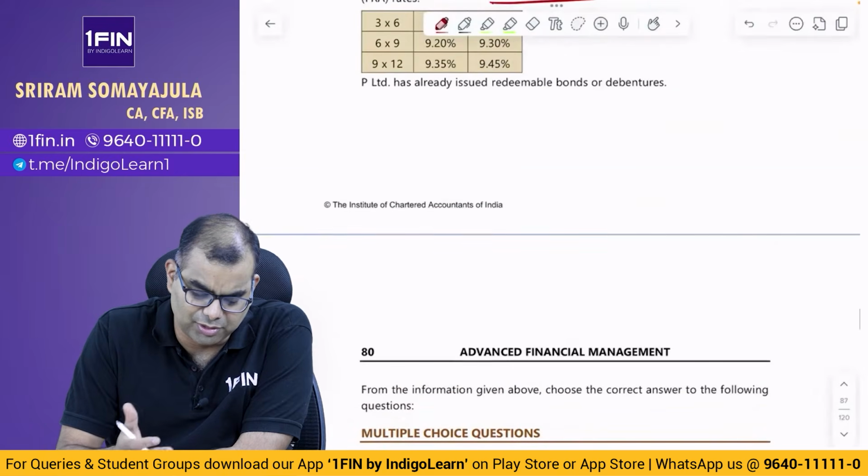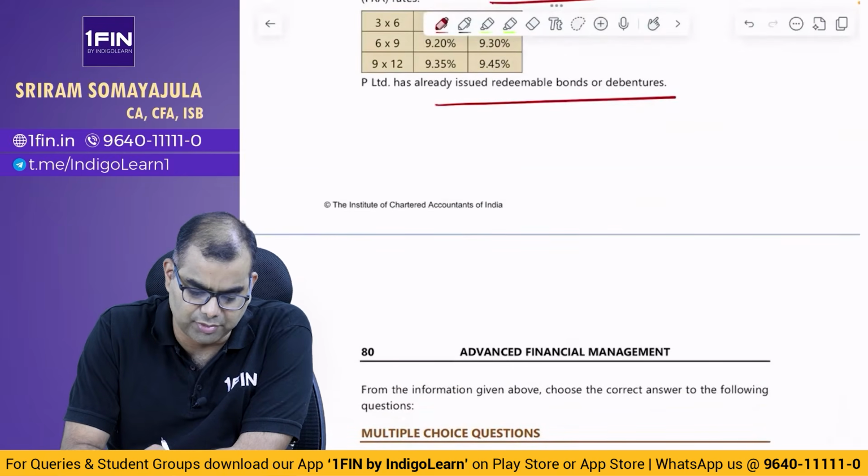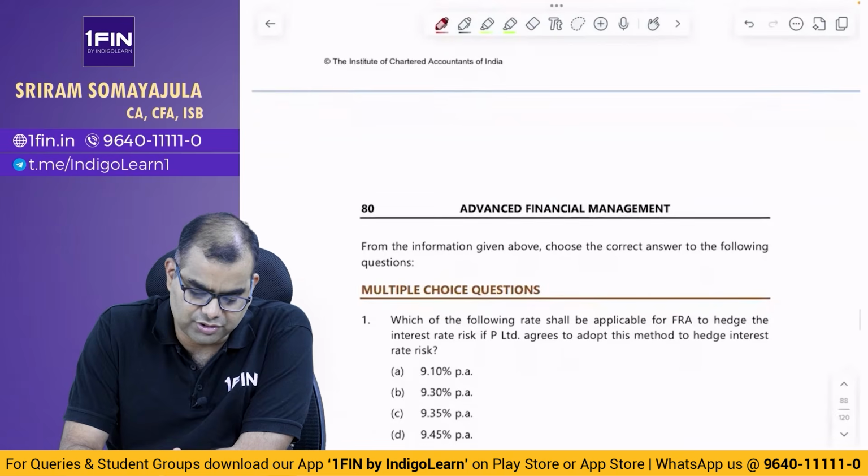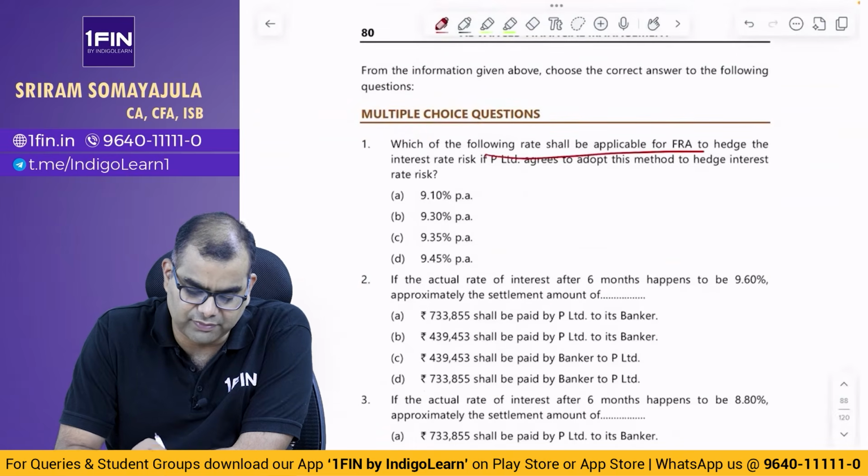You have issued redeemable bonds. I don't know what is the meaning of this, redeemable bonds or debentures. From the information, choose the correct answer. Which of the following shall be applicable for FRA to hedge the interest rate risk if they adopt this method?